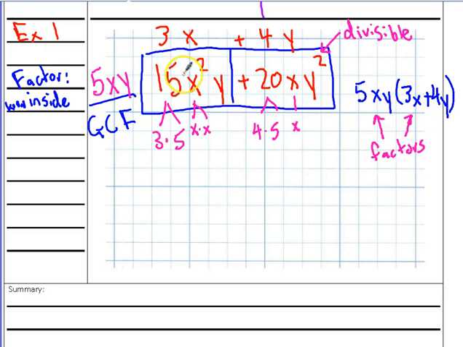So if you were to say this is the factor, 15x squared y plus 20xy squared, if you were to say that's a factor, you would be wrong. The factors are this one and this one. They're what you split it up into. So these are the factors, and this is divisible or split upable. All right, let's try one more.